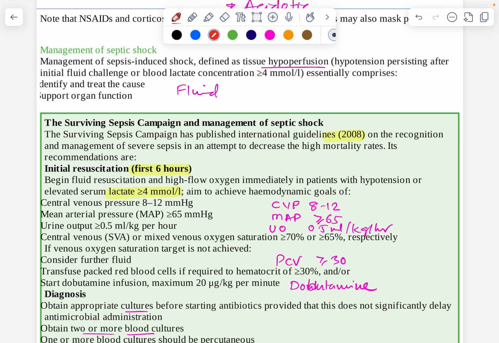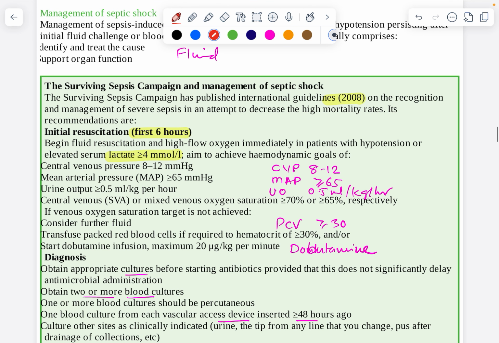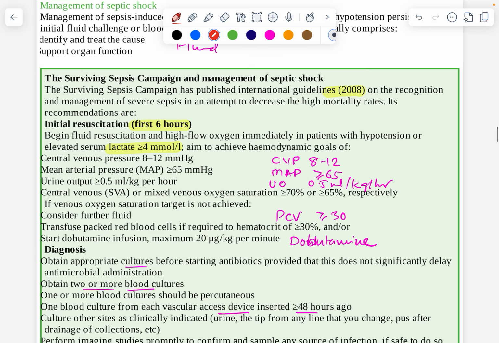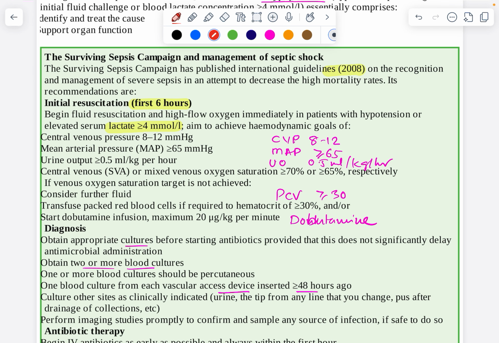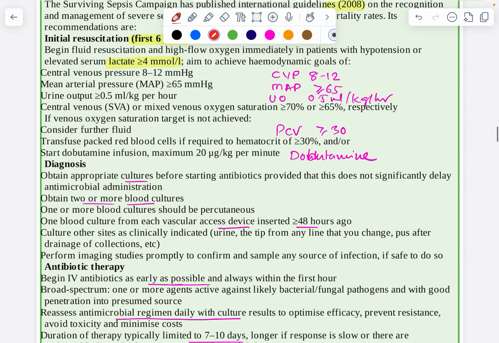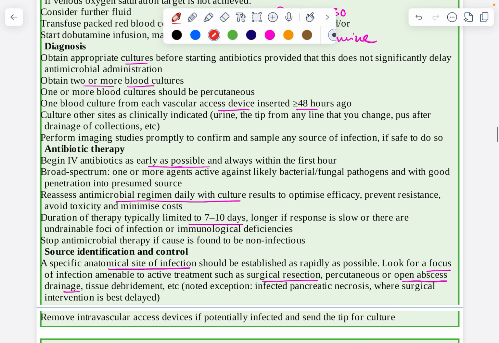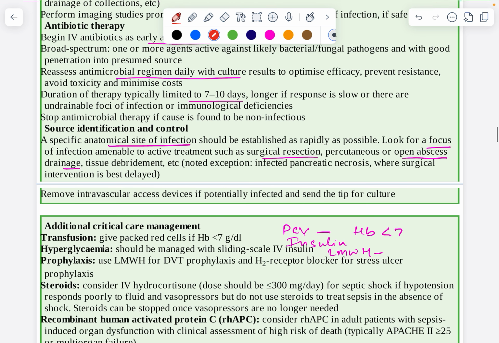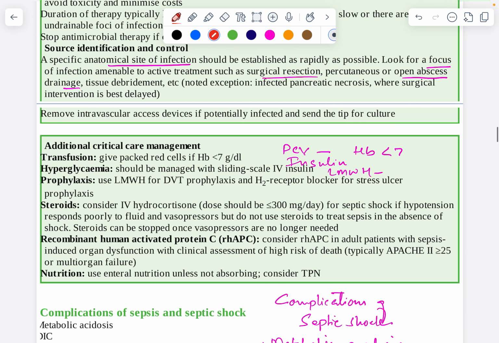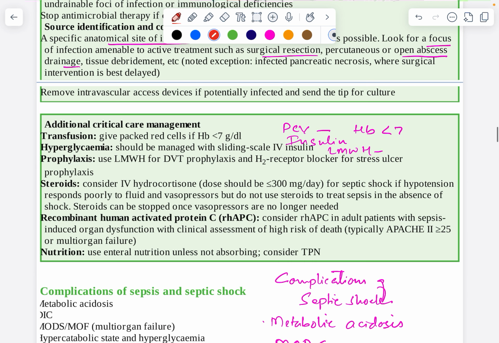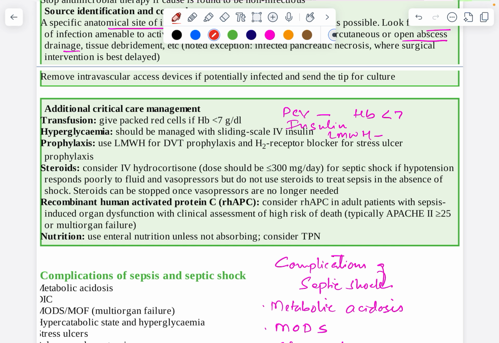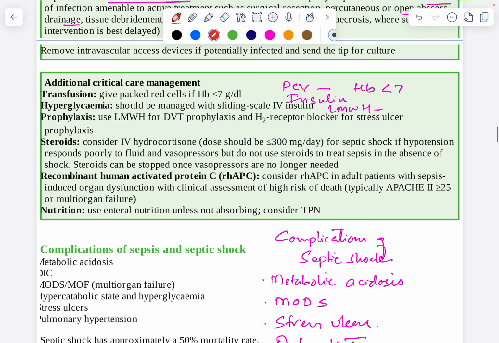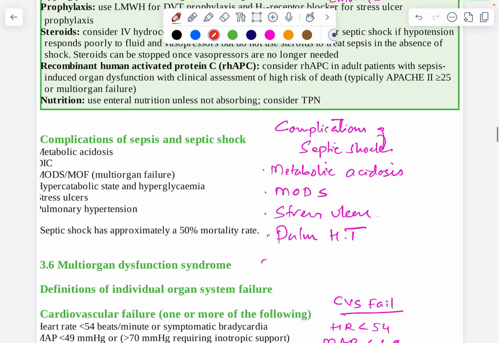Management of fluids, surviving sepsis campaign management of the shock. Initial resuscitation for 6 hours begins with Ringer lactate. Central venous pressure should be maintained, mean arterial pressure should be maintained, urine output should be more than 0.5. For diagnosis, obtain the cultures, then antibiotics, and duration of therapy is typically 7 to 8 days. Source identified, control the infection. Additional criteria for management: transfusion, packed cell volume less than 7, hyperglycemia, insulin, prophylaxis, low molecular weight heparin.